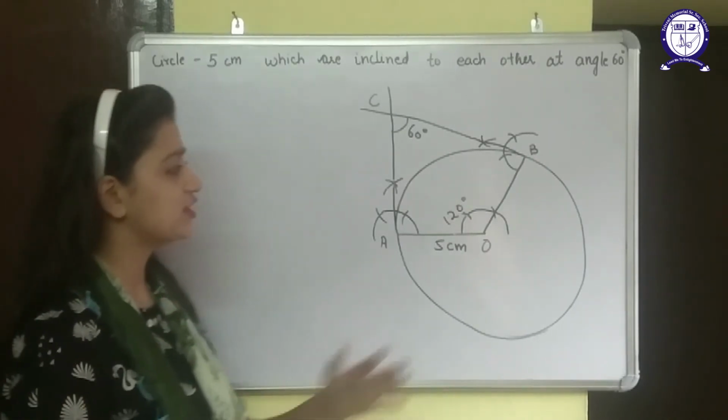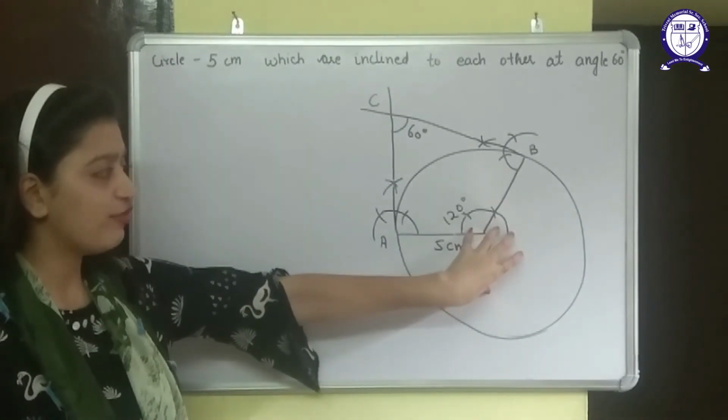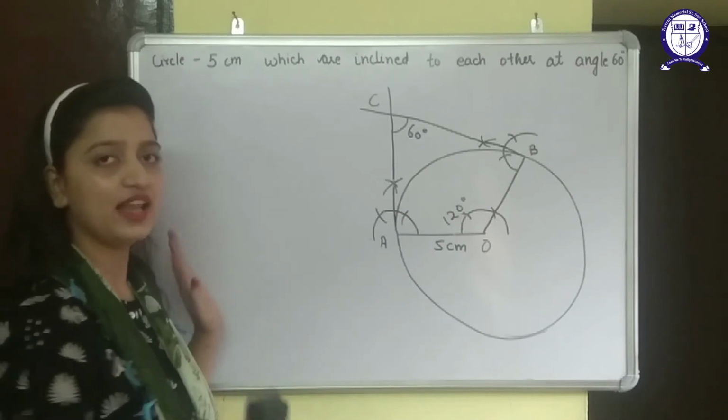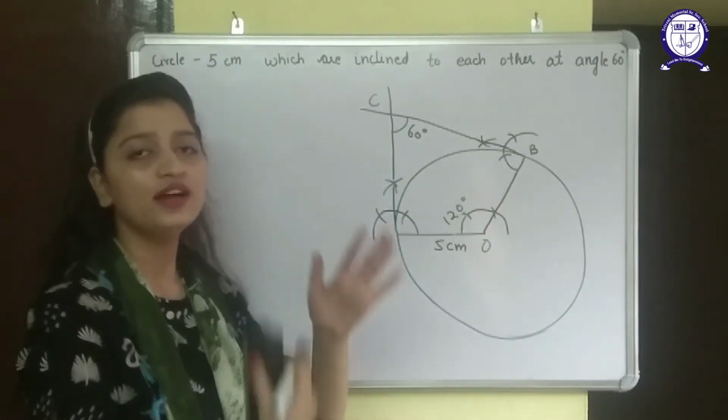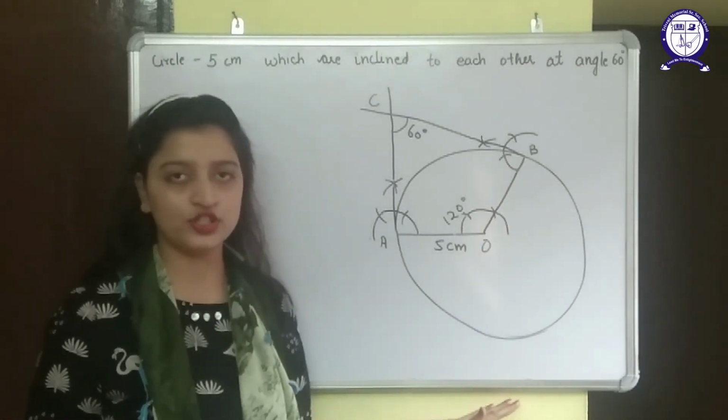First, I draw the circle of radius 5 cm. Here, I will make the angle of 120 degree. Here and here it will be 90 degree and the lines will cut each other at 60 degree. So the step of construction will be different for this question.